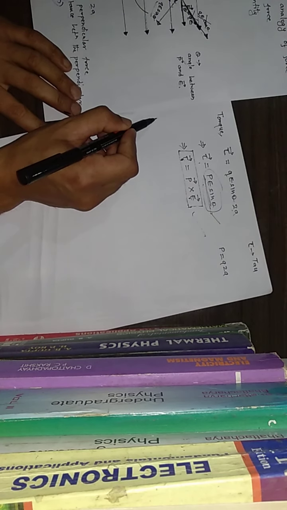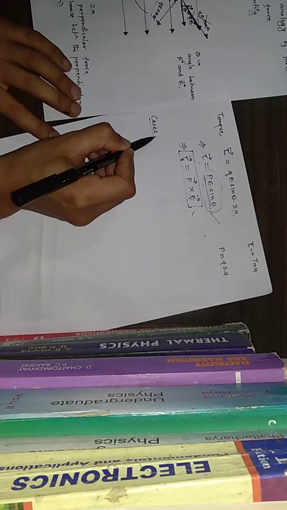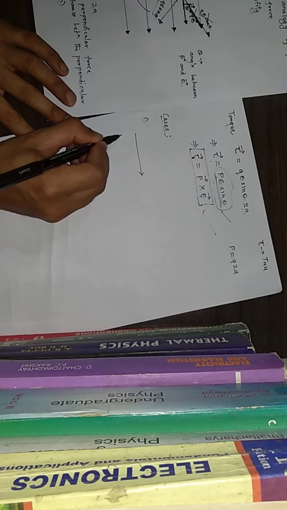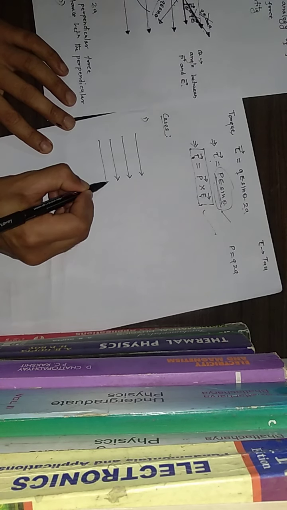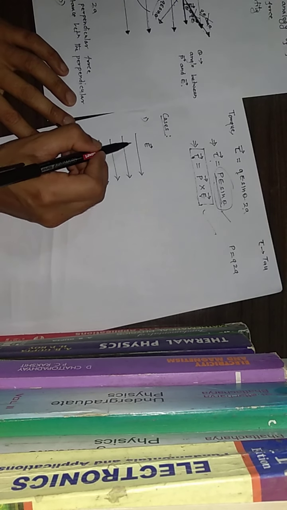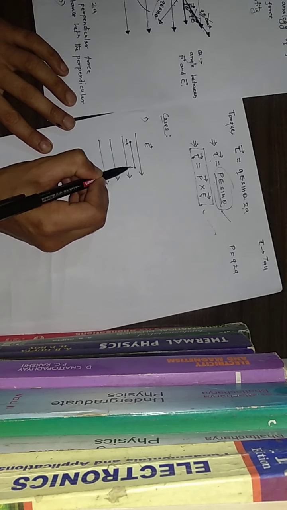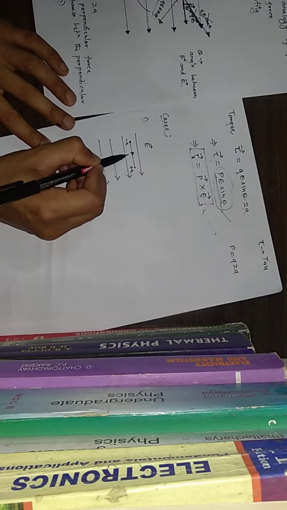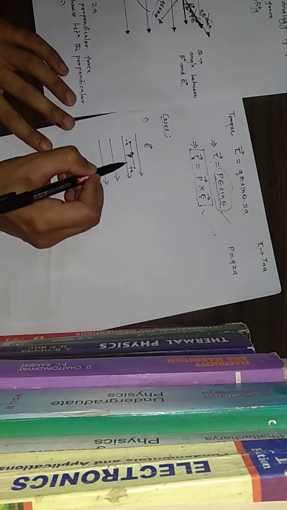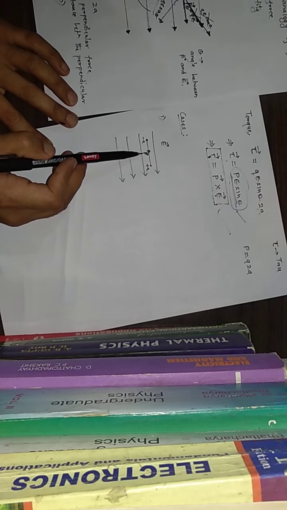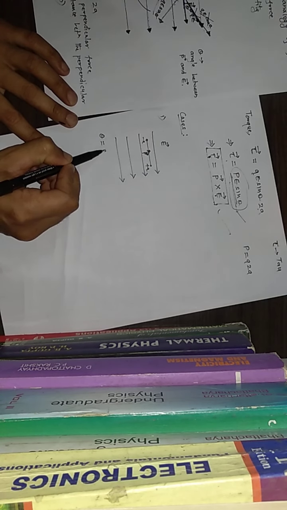So let us discuss some special cases here. Number one, if this is my electric field, and if I place my dipole this way, this is my dipole, whose dipole moment vector is from negative to positive charge. So in this case, the angle between P and E is 0. Theta is 0 here, because P and E are directed along the same direction.